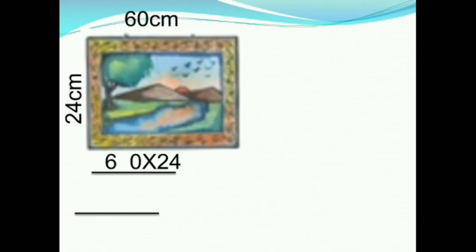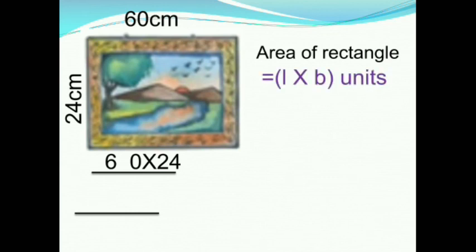Children, look at this picture. How does it look? Yes, it looks like a rectangle. What formula should we use to find the area of a rectangle? Yes, it is L into B units. L means length, B means breadth. What is the length of this figure? Yes, length equals 60 centimeter. What is the breadth of this figure? Yes, B equals 24 centimeter.